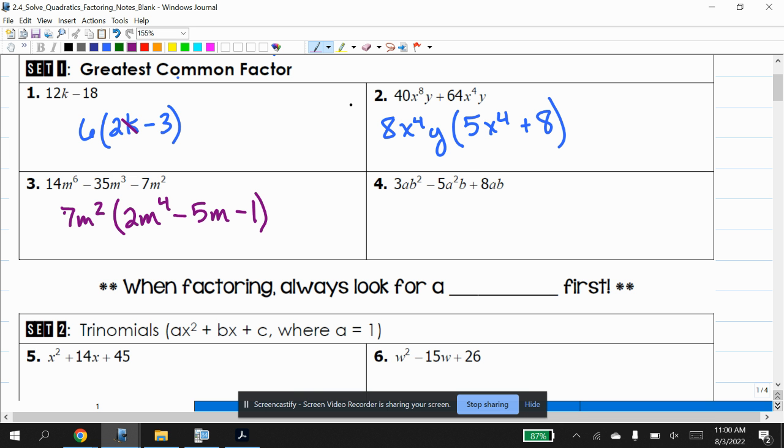Okay. So anytime you pull out a GCF, there should be a representative from each term left over in there. So don't forget that. That's the most common mistake on this stuff, forgetting to put that 1 if one of your terms happens to be the whole GCF. Okay. All right, number 4. Got 3 terms and 2 variables in those. So a little tougher here. 3ab squared minus 5a squared b plus 8ab.